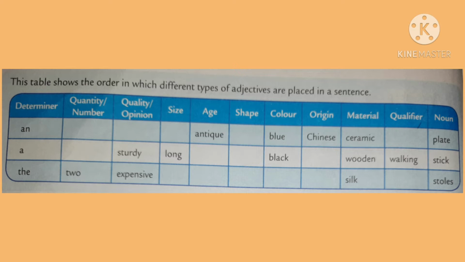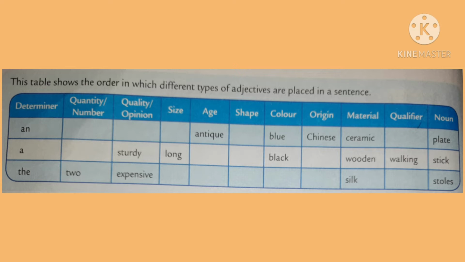Next one, size. Fourth one, size. What size? Example, long, large, big, little, small, fat. After that, age. Example, antique, young, old, middle aged. Sixth one, shape. Shape of the noun, whether it's long or short or square.